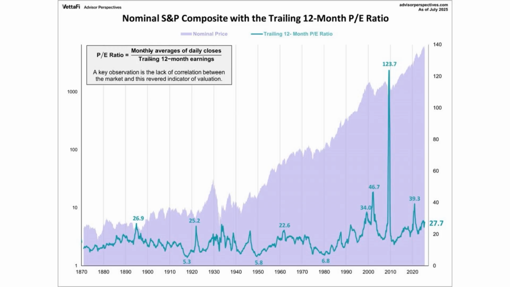However, the trailing 12-month PE ratio has a major flaw. Its historical average is around 16, but it can be very misleading during periods of market stress. For example, during the 2008-2009 financial crisis, the ratio shot up to triple digits because earnings collapsed faster than prices. The same thing happened during the tech bubble and the 2020 pandemic, where the PE ratio hit 46.7 and 39.3 respectively. This chart here clearly shows how volatile and unreliable the TTM PE ratio can be as a consistent indicator of market value.